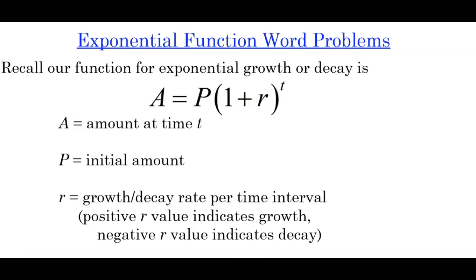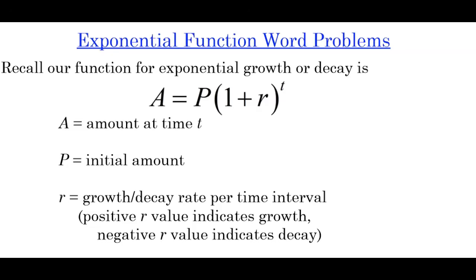Hey everyone, in this video we're going to learn how to solve exponential function word problems. In order to do that, we need to recall our function for exponential growth or decay: A equals P times the quantity 1 plus r to the t. So we have an exponential function, 1 plus r is the base, t is the exponent, that's our variable where we're going to input values, and again it's in the exponent, why we call it an exponential function. P is the coefficient, and that's all equal to A.